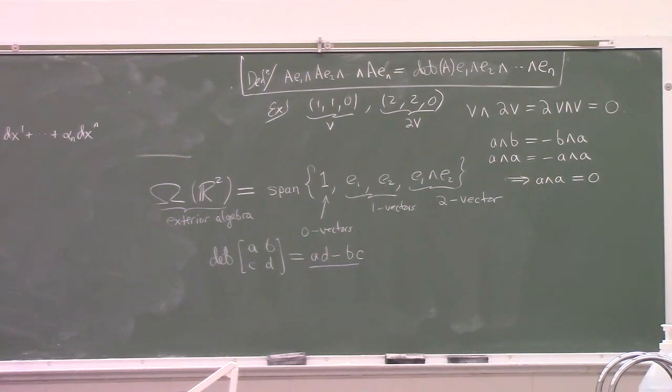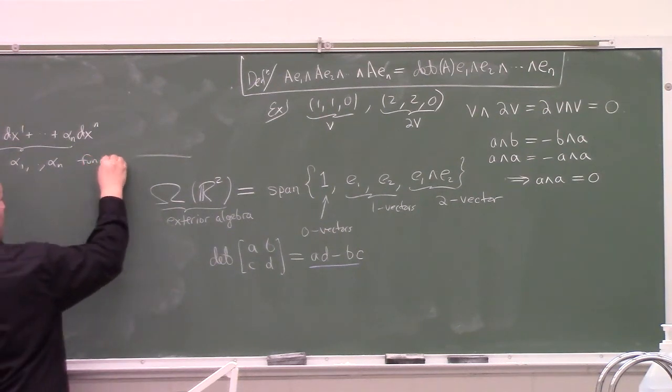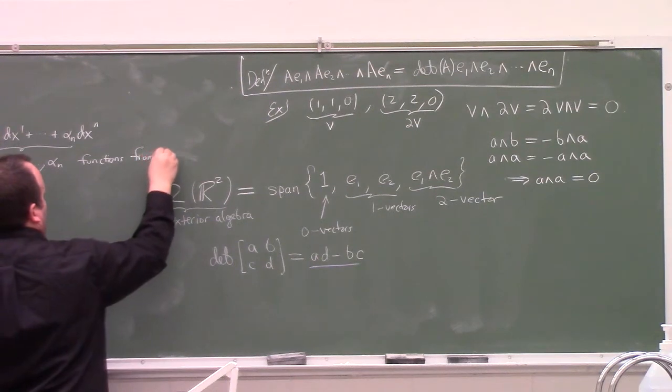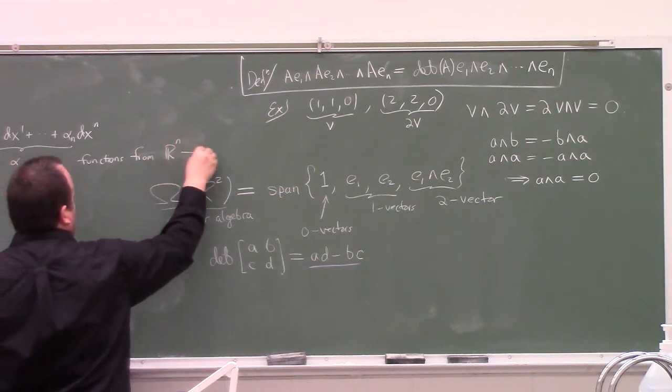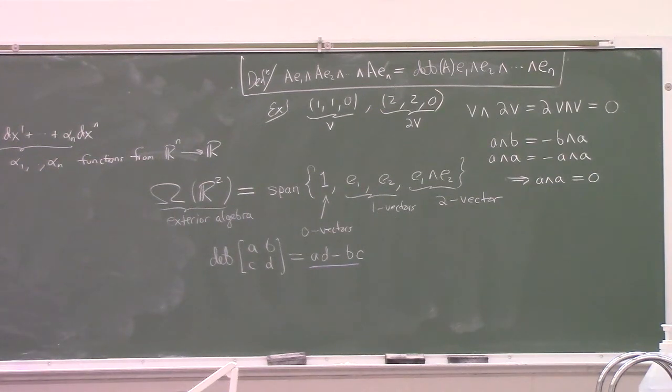So to be clear here, these alpha 1 through alpha n are functions, let's say, from Rn to R. I'm trying to describe what differential forms look like in Rn. Once I'm done with this general rundown, then I'm going to drop back to three dimensions and be very explicit about how three dimensions works out, okay?